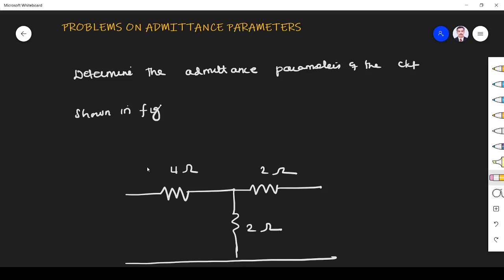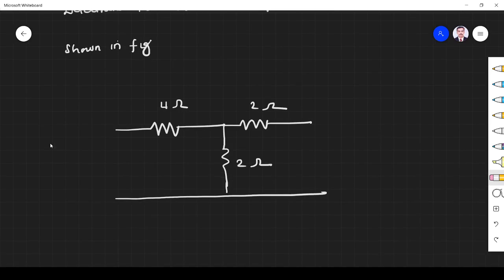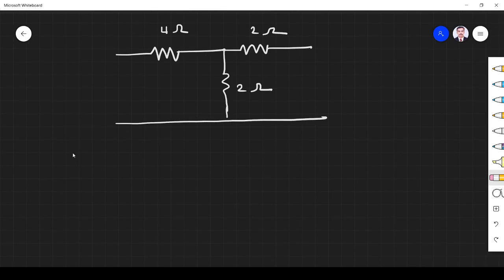Hi friends, in this video we solve problems related to admittance parameters. The question is: determine the admittance parameters of the circuit shown in the figure. It's a T network, they have given resistor values, and we have to find the admittance parameters. Let us see how we are going to find them.